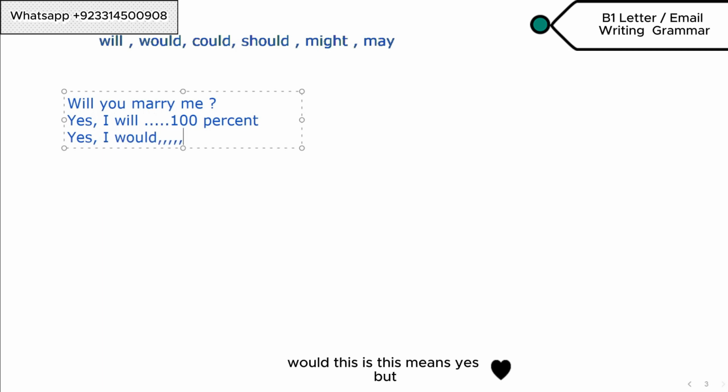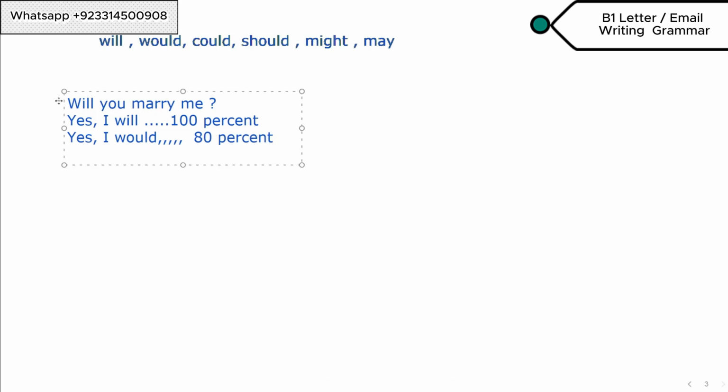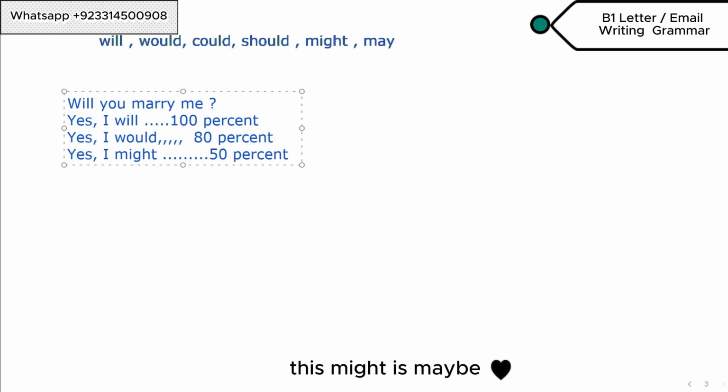This means yes, but the would is a weaker form of will. I would say you 80% want to say yes to me, right? But I would still think of it like not as 100%. Then you say, yes, I might. Yes? I might. 50%? 50 means no, actually, right? When people say, yeah, I might call you at 7, they never call. Right? This might is maybe. Okay. Maybe, might. Might, same.